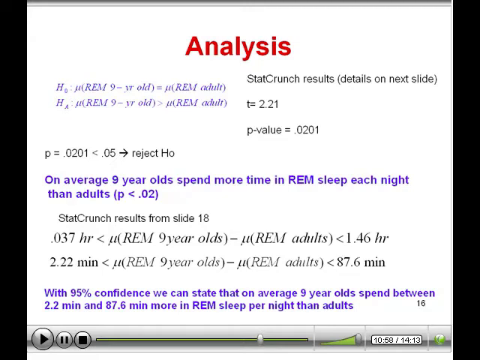When we request a 95% confidence interval, the results are reported in hours, since the data was in hours. We can easily convert to minutes by multiplying each number by 60. We interpret this last interval as, with 95% confidence, we can state that 9-year-olds have somewhere between 2.22 minutes and 87.6 minutes more rapid eye movement sleep than adults.